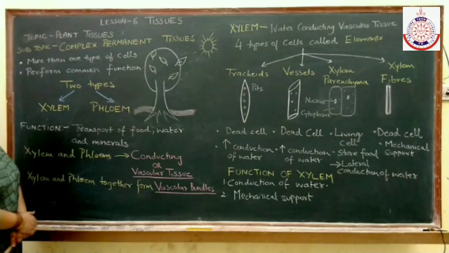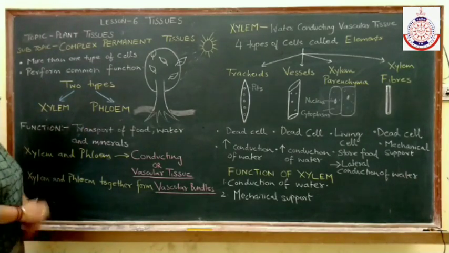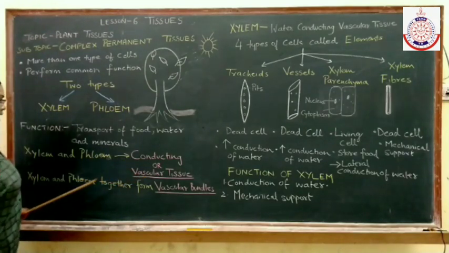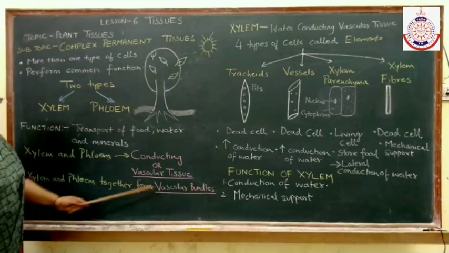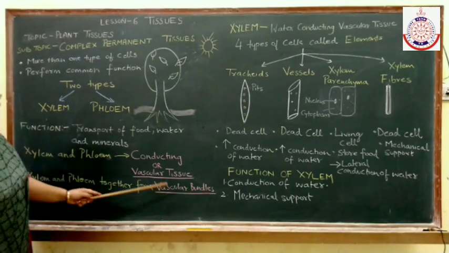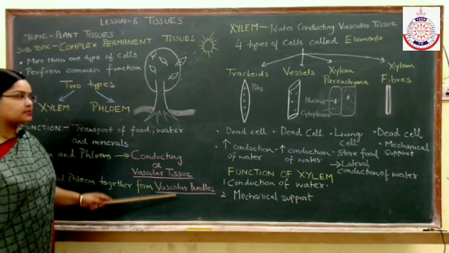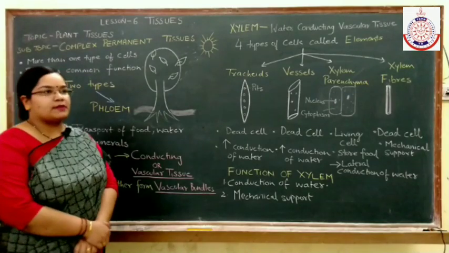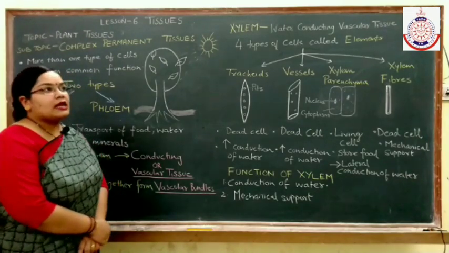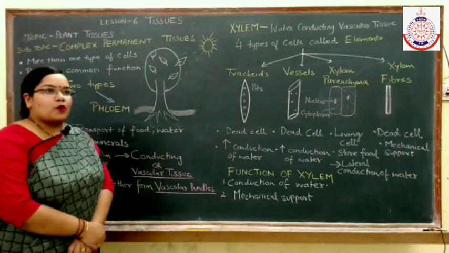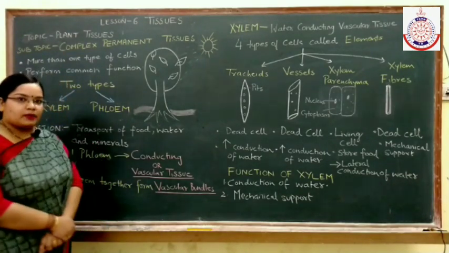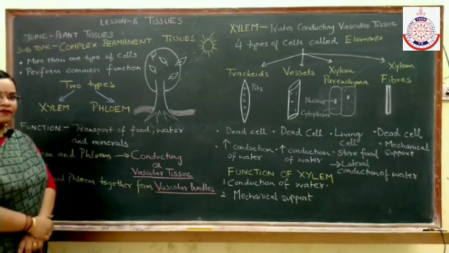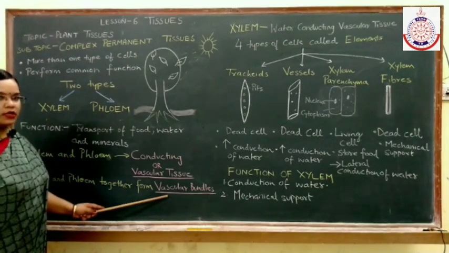It helps in transport of food, water and minerals to each and every part of the plant body. There are two types of complex permanent tissue, xylem and phloem, and together they are known as conducting or vascular tissue. Together they form vascular bundles in higher plants like angiosperms. Angiosperms are seed producing plants, so in seed producing plants like mango, guava, pomegranate, etc., which are all higher plants, vascular bundles are present.